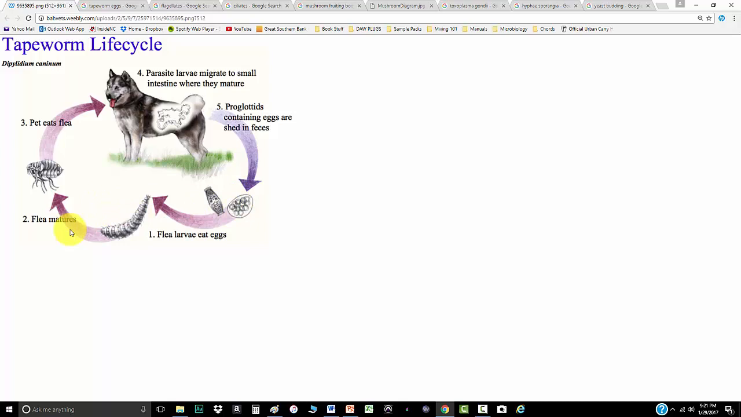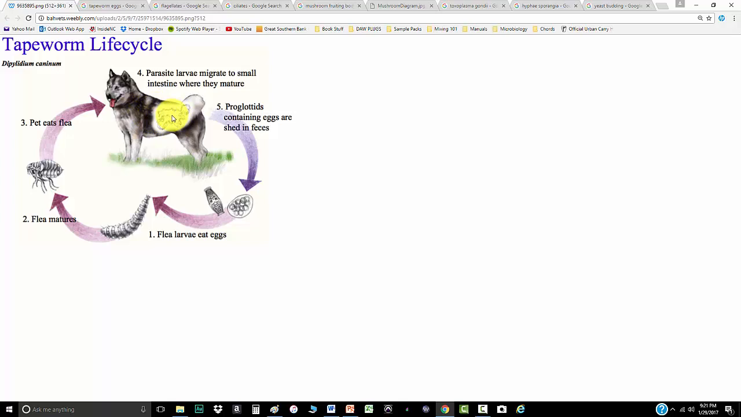Now, in order for the tapeworm to complete its life cycle, an infected flea has to actually be swallowed by another animal, like a dog or cat. That actually allows the tapeworm developing inside the flea to get back inside that animal, migrate down into the intestinal lining, and develop further where it can start the process over again. So pretty crazy how that works.